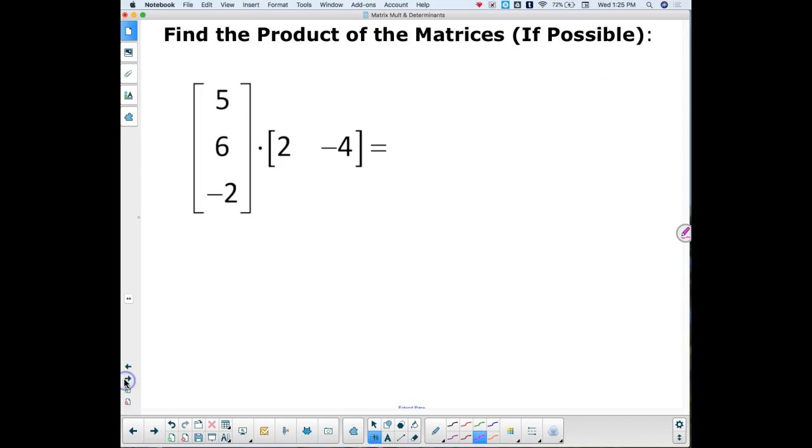Try that one. So, can I do this? Yes? Okay, because this is a 3 by 1, and this is a 1 by 2. So my result is going to be a 3 by 2.